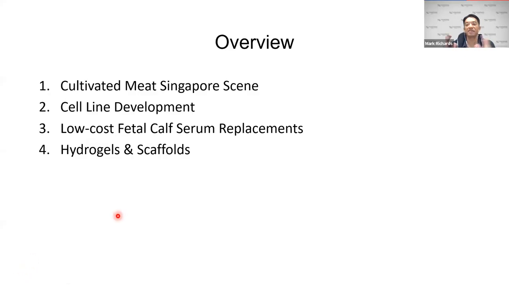So this is the overview of what I will be covering today. I'll spend just a couple of minutes elaborating on some of the very exciting developments that we have ongoing in Singapore, particularly in the cultivated meat space. And then I'll go into some of the work that we have done at Nanyang Polytechnic on aquatic species cell line development, low-cost fetal calf serum replacements, and finally, some of the work that we have also accomplished on developing hydrogels and scaffolds for aquatic species cell lines.